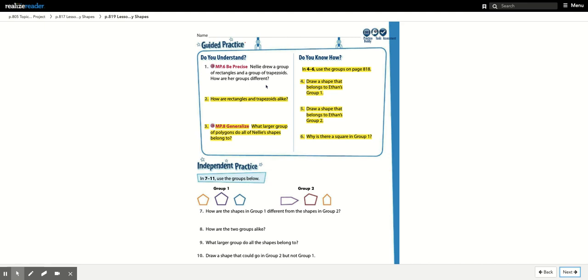Again, I'm going to repeat. Nellie drew a group of rectangles and a group of trapezoids. How are her groups different? So think about rectangles and how they're different from trapezoids. If you are thinking of a rectangle, which looks like this, and a trapezoid, how are they different?